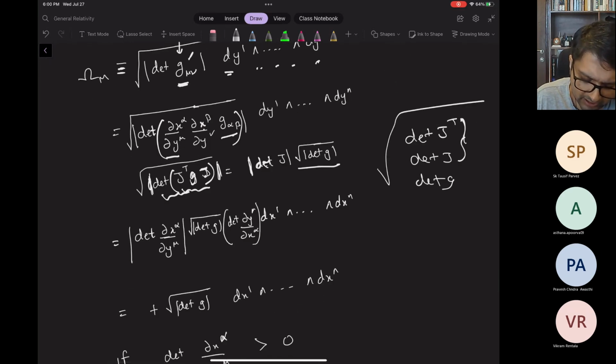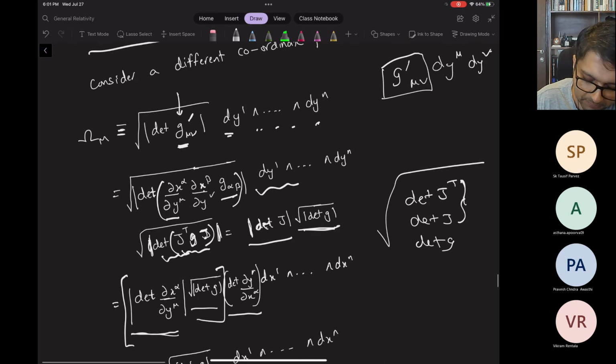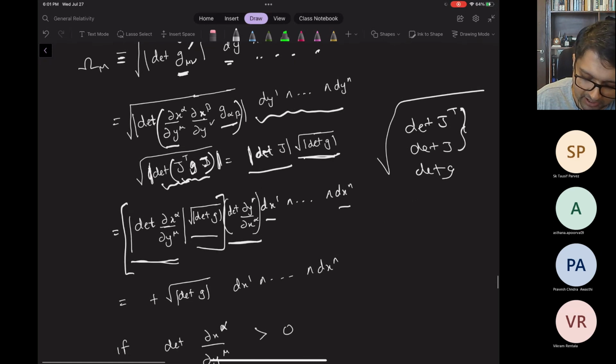So I can also write this as mod of determinant of partial x alpha, partial y mu. Let me just recap. I have mod of determinant of J times the square root of mod determinant of G. That's this factor. Now I re-express this dy1 wedge dot dot dot wedge dyn using the x1 through xn. In this case, I will get the determinant without the mod, the determinant of partial y alpha, partial x mu. So this is the inverse Jacobian and this is the Jacobian, or whichever way you like.